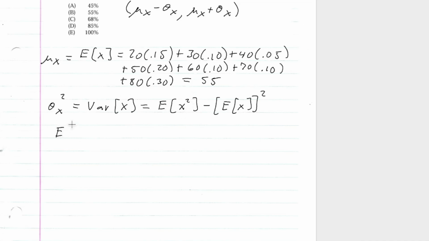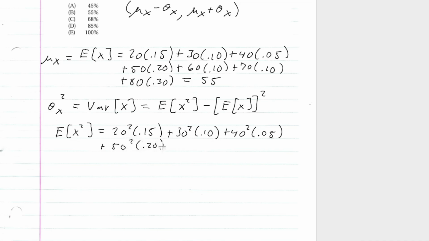So the expected value of x squared is the same as the expected value, except instead we're going to square each of these x's, right? So 20 squared times the probability that that x occurs, plus 30 squared times 0.10, plus 40 squared times 0.05, plus 50 squared times 0.20, plus 60 squared times 0.10, plus 70 squared times 0.10, plus 80 squared times 0.30, and that'll give us 3,500.